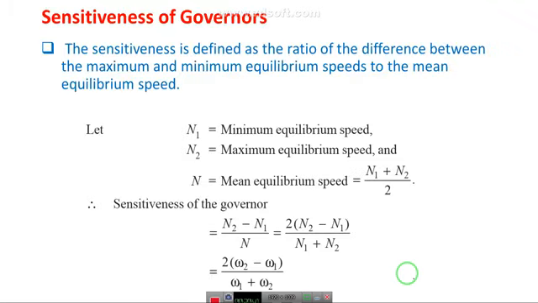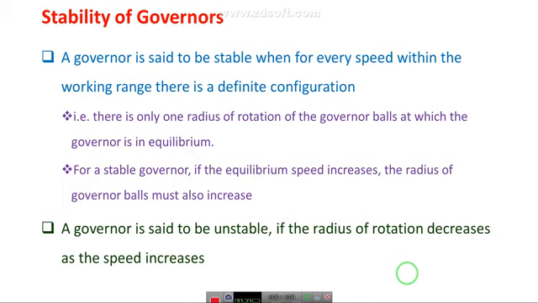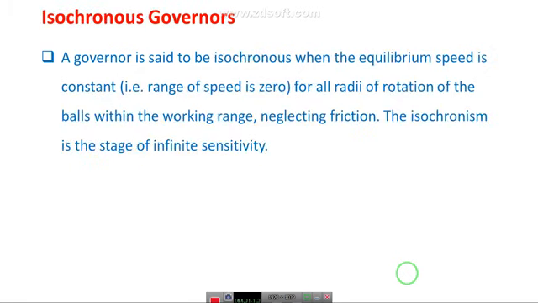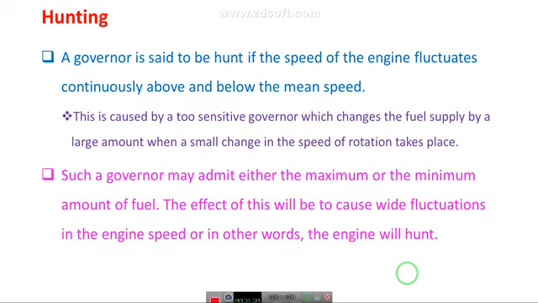If you want to calculate the sensitivity of a governor, it is the ratio of the difference between the maximum and minimum equilibrium speeds to the mean speed. A governor is said to be stable when for every speed within the working range there is a definite configuration. So when the speed increases, the governor balls' radius must increase. The governor is said to be unstable if the radius of rotation decreases as the speed increases. When the equilibrium speed is constant, we call it an isochronous governor.